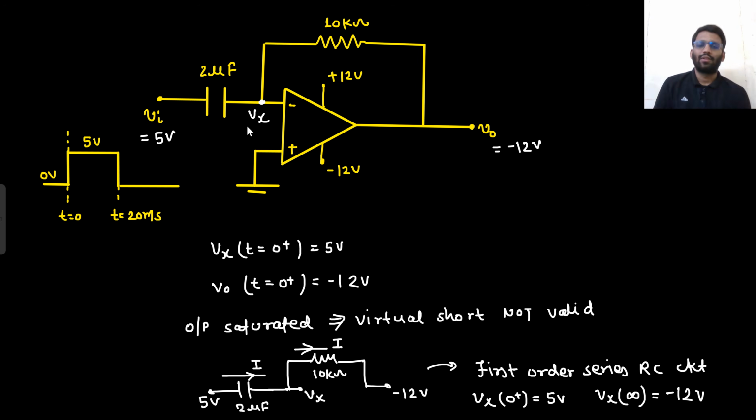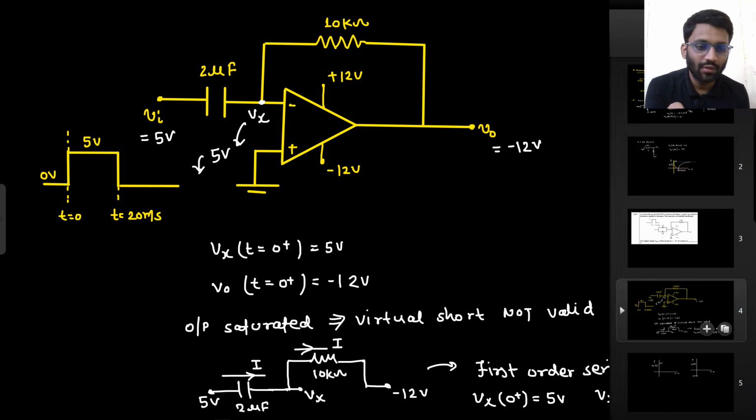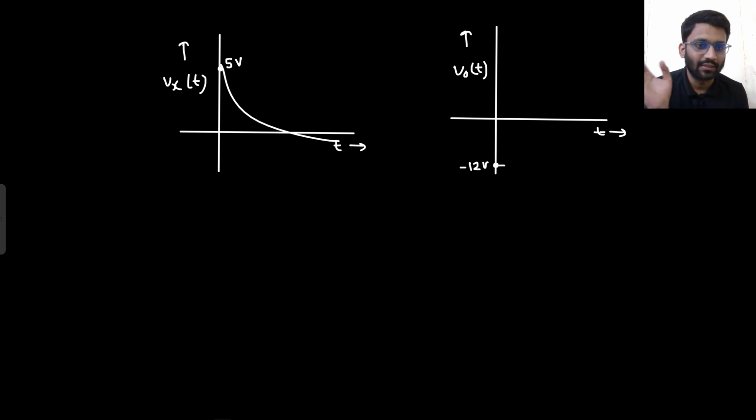Let's talk about this node, Vx. It is trying to go from 5 to minus 12. So initially it is at 5 volt. If this is at 5 and this is at 0, the output will be minus 12. Is there any doubt? No. From 5 to minus 12 it is going, like this.